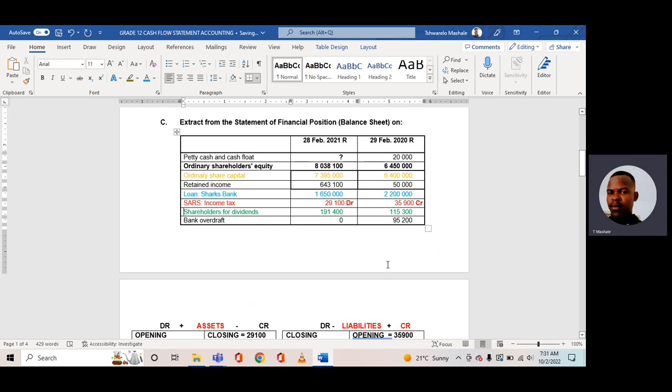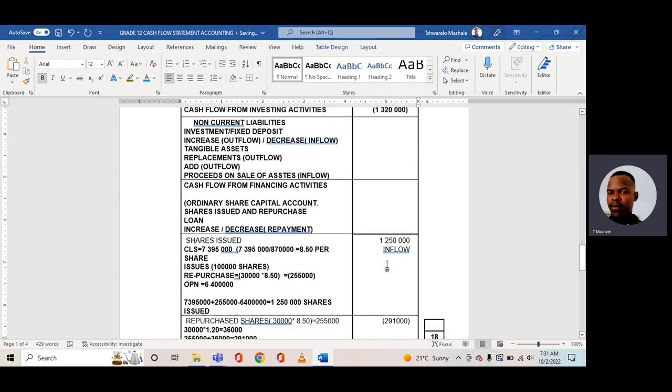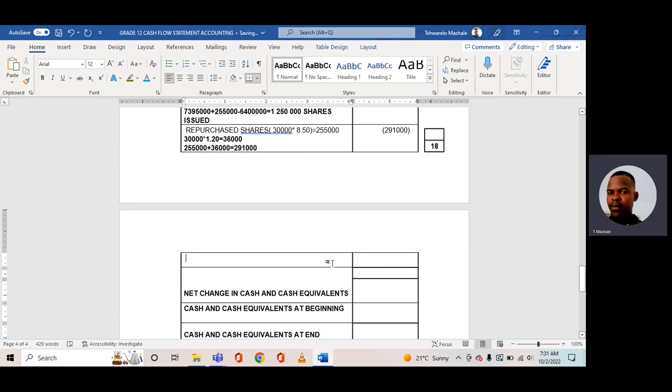Therefore, what happened here? The loan has decreased. Remember that a decrease is a what? It's a repayment of loan. So here we are going to have a repayment of loan. You're going to say what? I'm having a repayment of loan. How? 2,200,000. Therefore, you minus what? 1,650,000. Therefore, how much did you pay on this loan? You were able to pay 550,000. This is what you managed to pay.